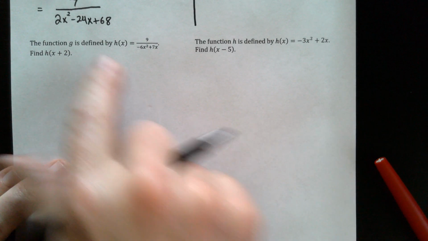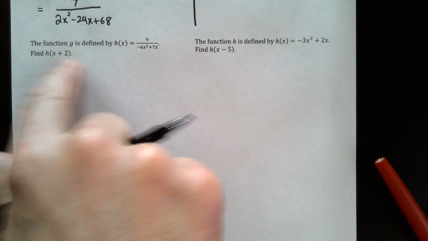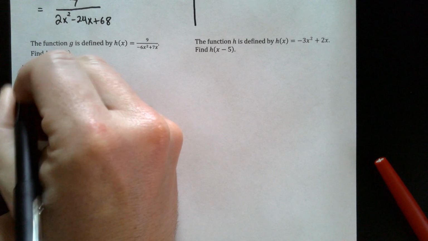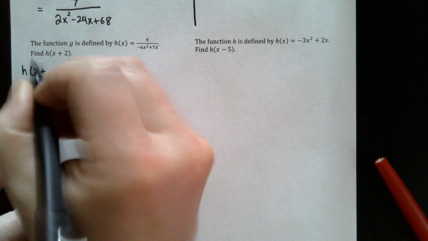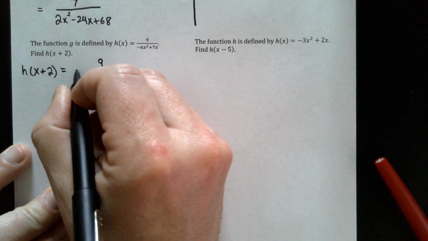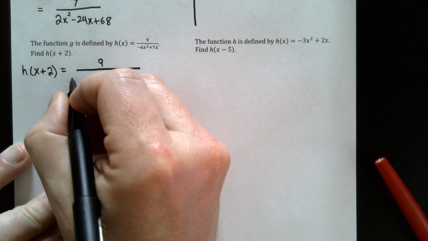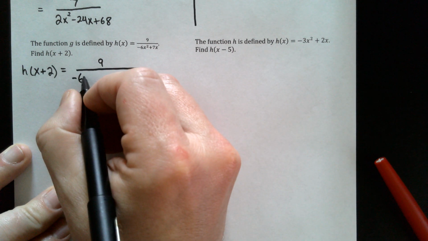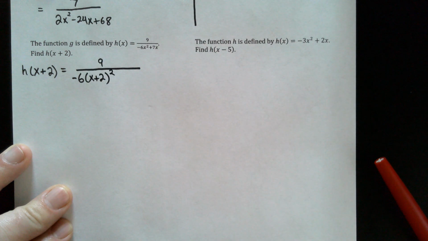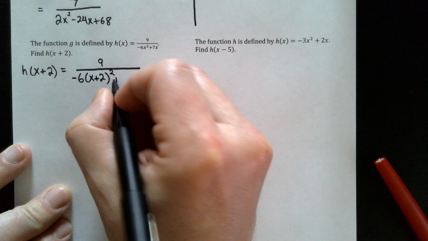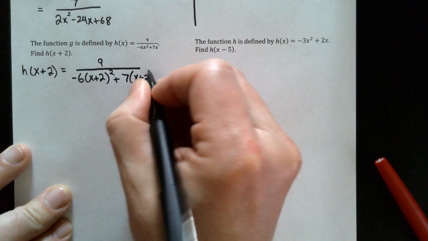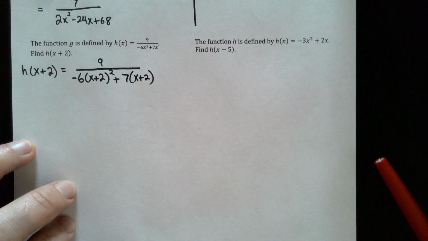So this time we are plugging in x plus 2 into this function right here in place of x. So h of x plus 2 is equal to, here's my 9 on top. Nothing's going to happen to that. Negative 6. Instead of x squared, I have x plus 2 squared. And then plus 7, instead of 7 times x, it's 7 times x plus 2. So everywhere I see an x, I'm plugging in an x plus 2.